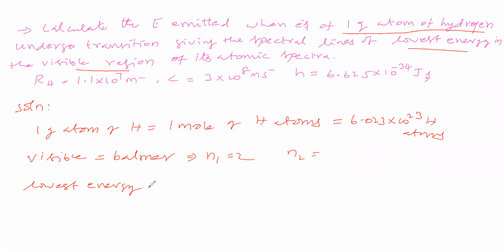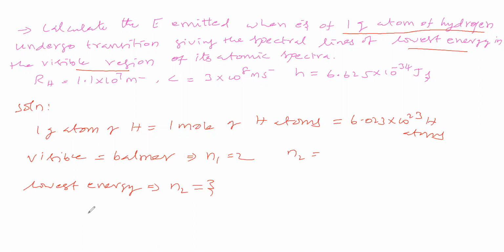what it is indicating in the sense n2 is equal to 3. Lowest energy means n2 is equal to 3. Highest energy means n2 is equal to infinity. So we got the n1 value and the n2 value. Now the energy emitted, we have to calculate it.